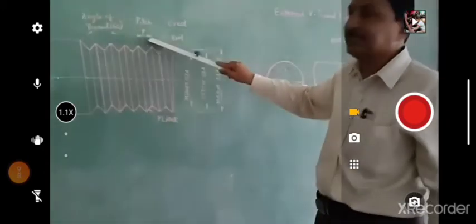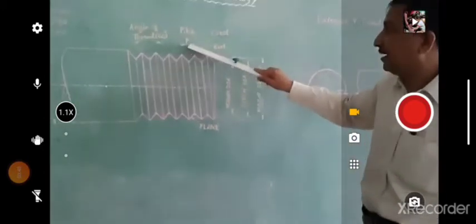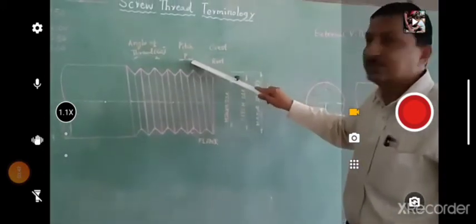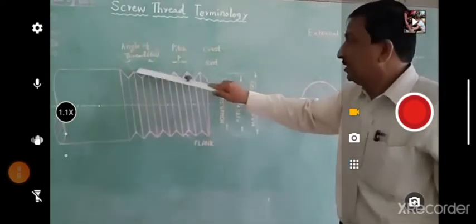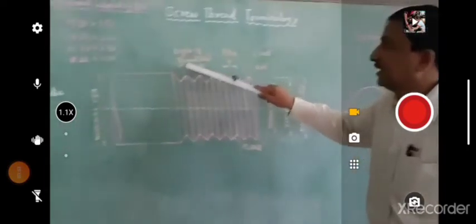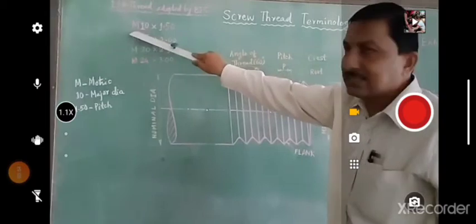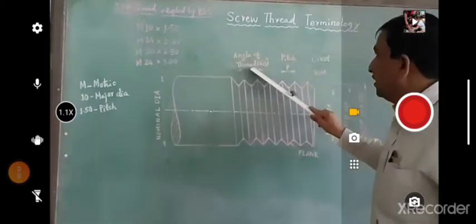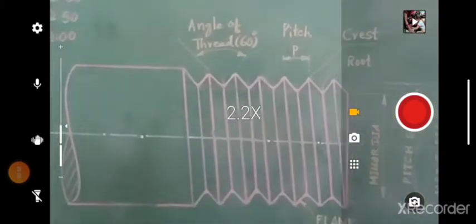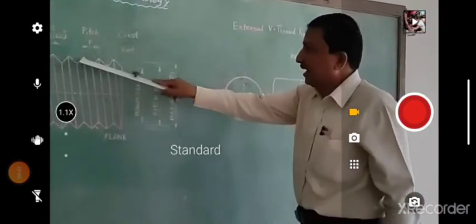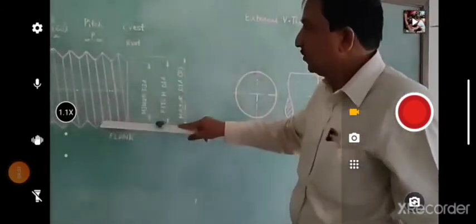How is the pitch calculated? According to the standard calculation, you have to maintain the pitch. Always the angle will be 60 degrees for metric threads. Metric threads, the angle will be taken as 60 degrees. After knowing this, whatever I have shown here is a V thread.